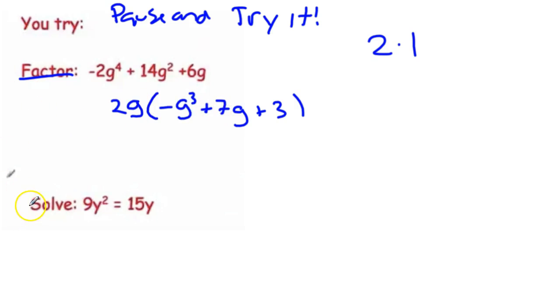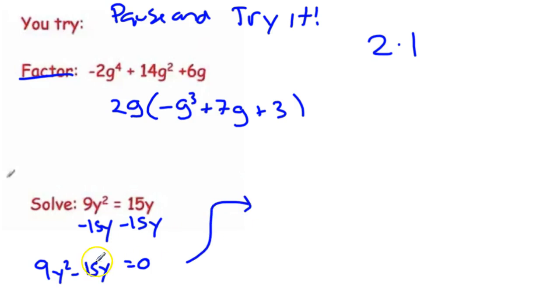Now we're going to solve. When you solve, it has to equal 0. So the first step, we do minus 15y, minus 15y. That becomes 0. These are not like terms, so you write them next to each other: 9y squared minus 15y. I'm going to go over here. We want to look for the smallest variable. Well, it's y. So we're going to take out a y.